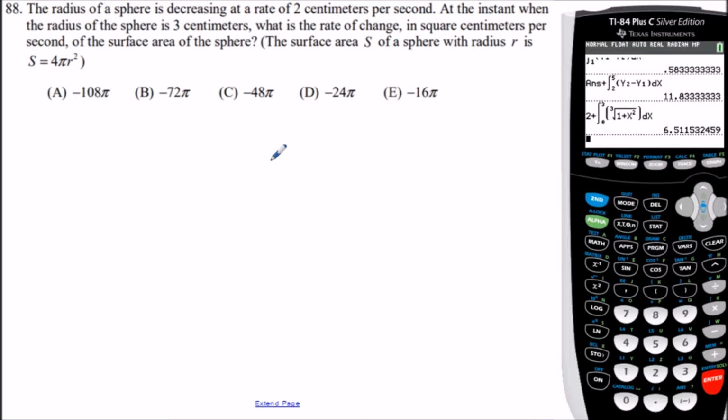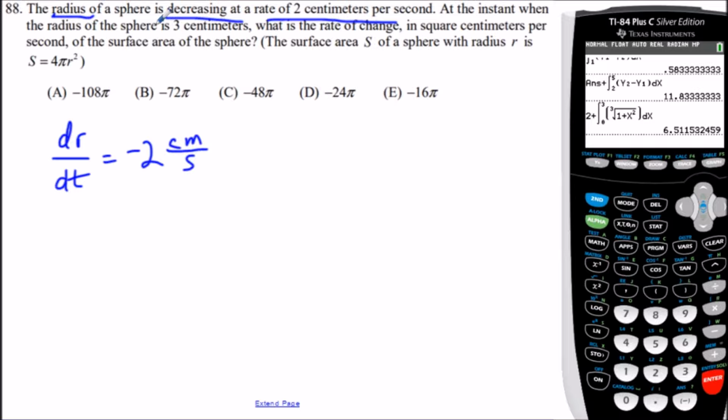So for question 88, we have a related rates question. So start defining variables when you read these. We have the radius is decreasing at a rate of 2 centimeters per second. So I'll just label that right away as dr/dt is equal to negative 2 centimeters per second.